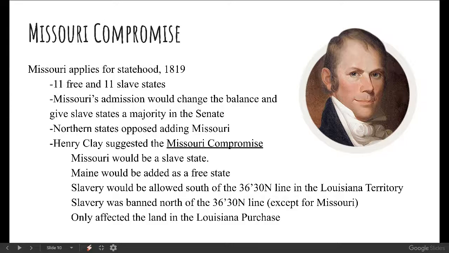And in the Missouri Compromise, Missouri would be added to the Union as a slave state. Maine, who is also applying for statehood around the same time, would be added as a free state. And so that balance between free and slave states would be maintained with the Missouri Compromise. Furthermore, he said that slavery would be allowed south of the 36°30′ North line of latitude in the Louisiana Territory. And so that line is the southern border of Missouri. So anything south of that southern border, you could have slaves. Anything north of it, slavery would be outlawed. And it only affected the land in the Louisiana Purchase, all that territory.